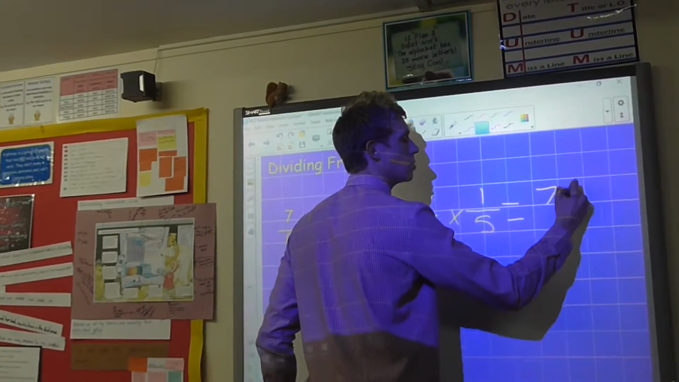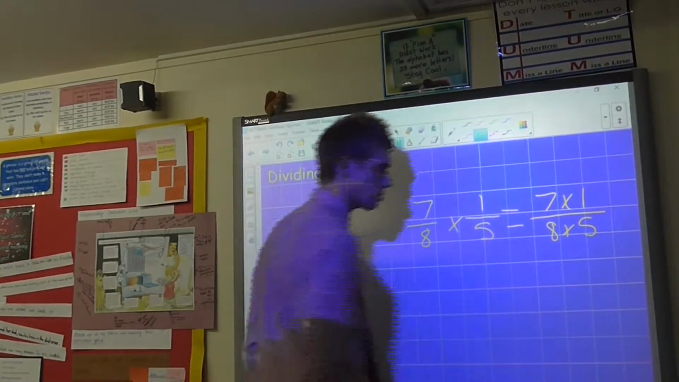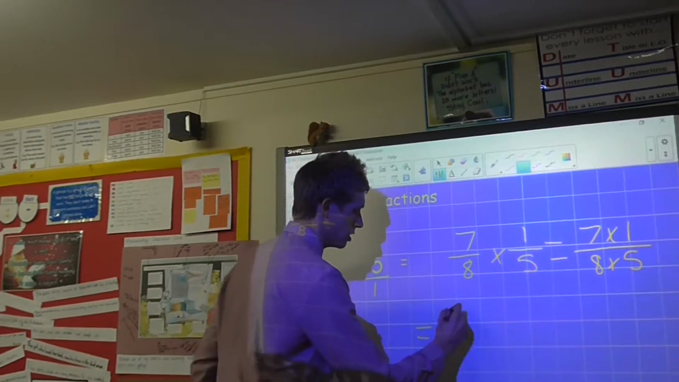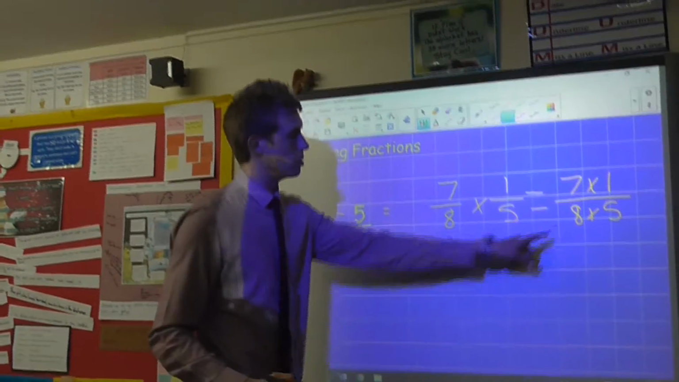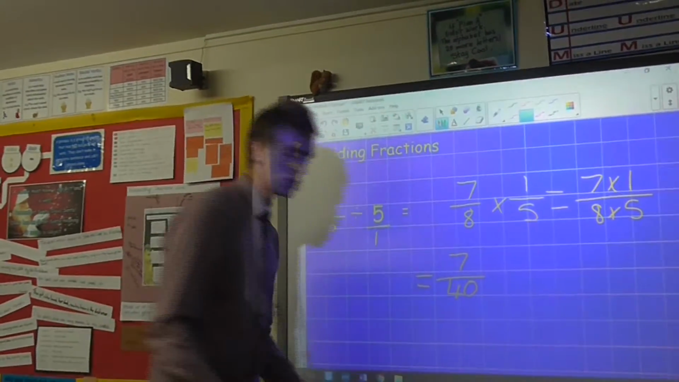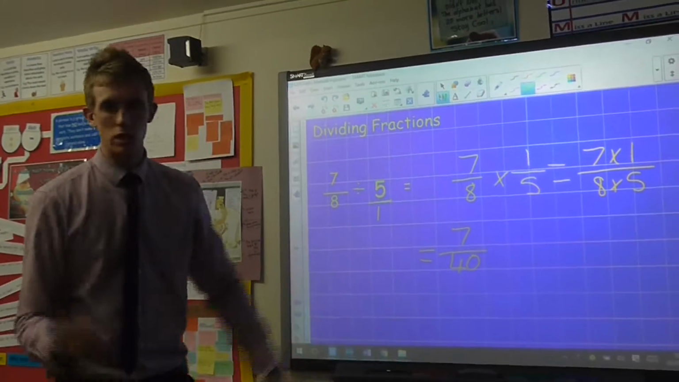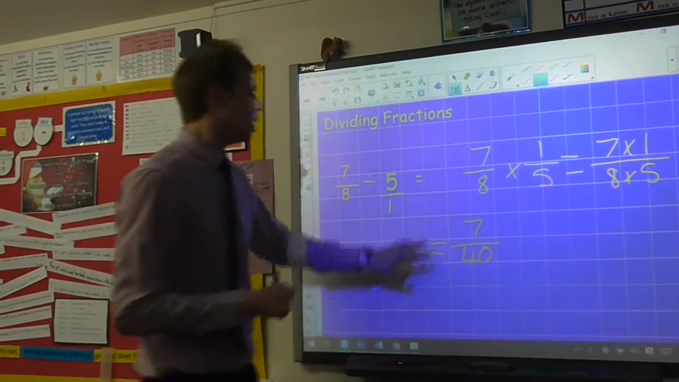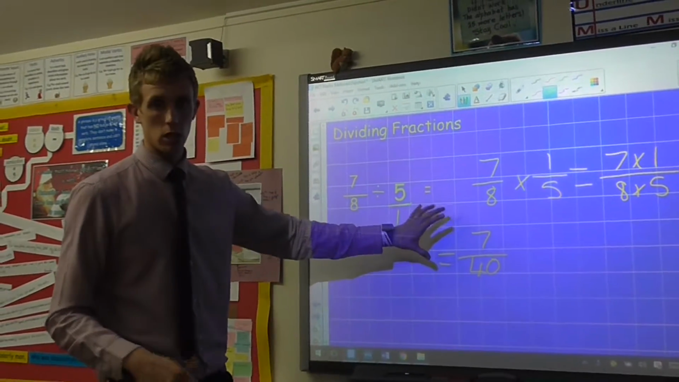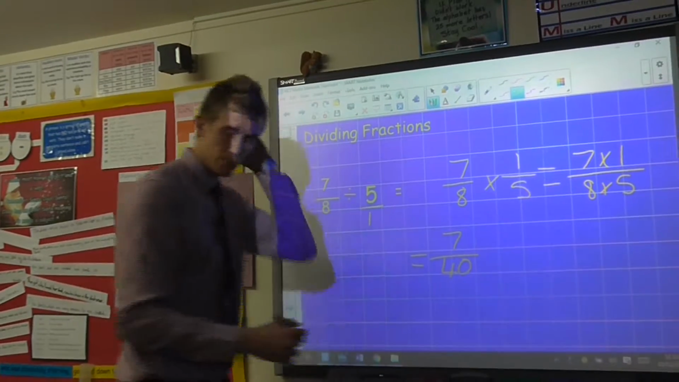So 7 times 1 over 8 times 5. Again, I work it out. So 7 times 1 is 7, and on the bottom, my denominator, 8 times 5 is 40. So I've worked out my answer. Does 7 go into 40? No, it doesn't, because 6 times 7 is 42. So they're not compatible. 7 is a prime number, so I'm going to struggle to make that any simpler than it is. So I'm going to leave it as it is.